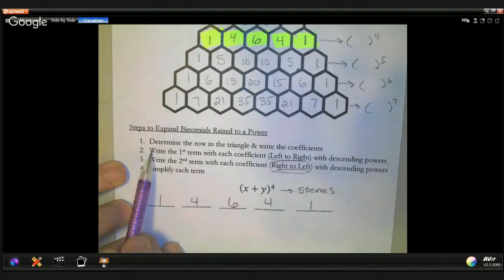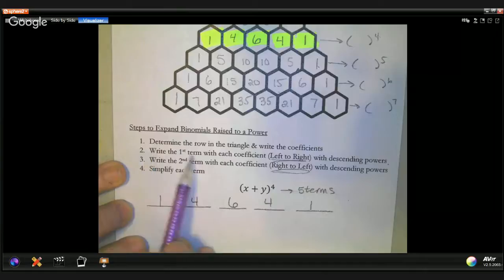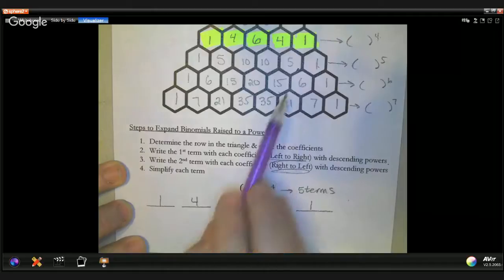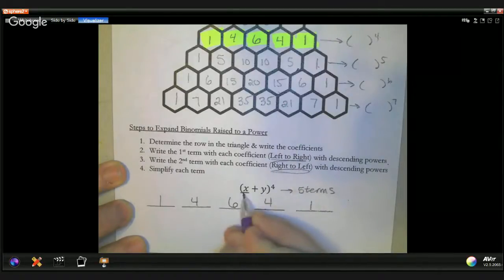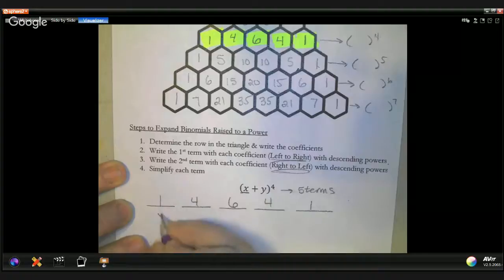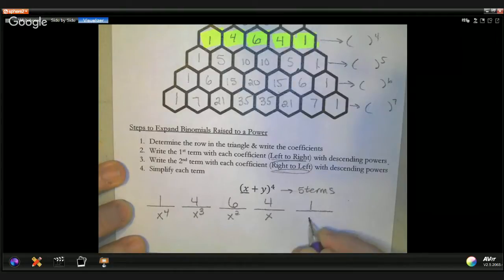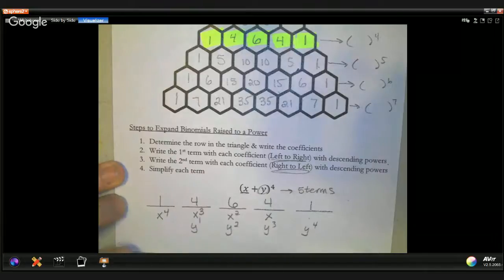So the next thing it says to do is write the first term of each coefficient left to right. So my first term is x. So I start with x to the 4th, x to the 3rd, x to the 2nd, x, and then no x. And then I go the other way with my second term, y. So y to the 4, 3, 2, 1. And now I'm able to put my answers together.